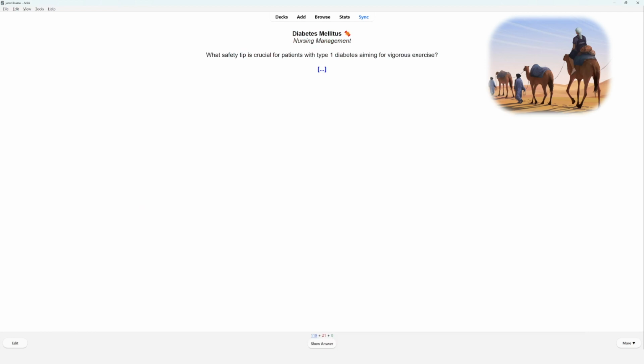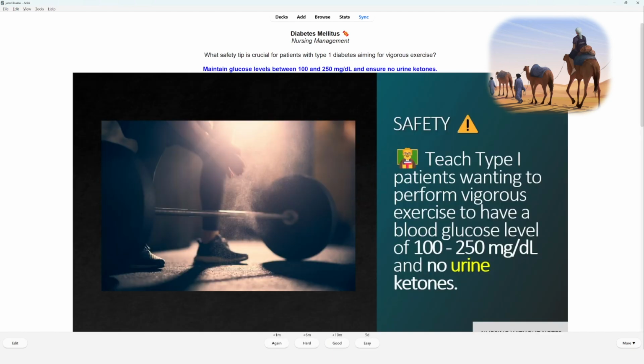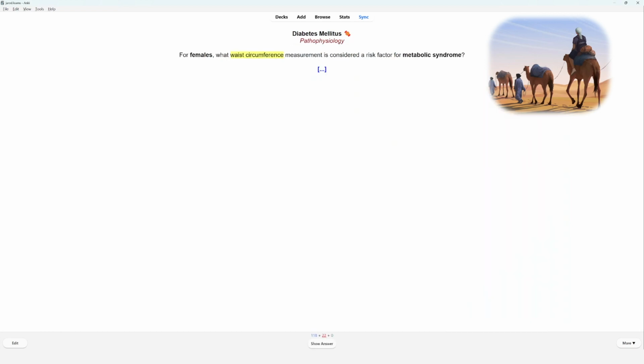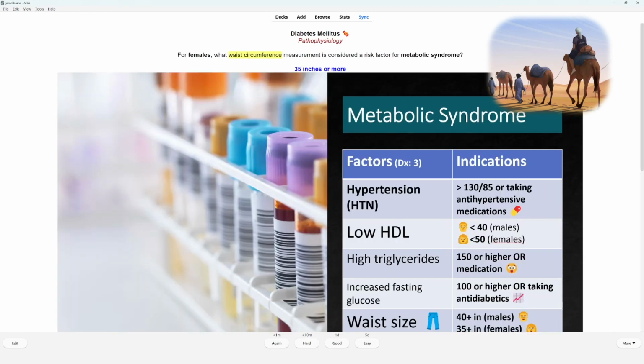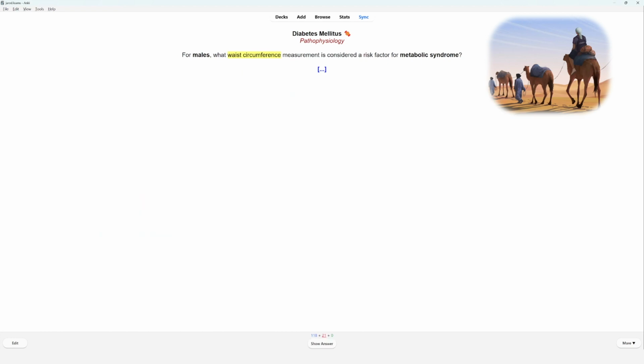What safety tip is crucial for patients with type 1? Always wear a medical alert. Maintain glucose at 100 to 250 and ensure no urine ketones. Okay. Waist circumference is 35 for females. For males, what waist circumference measurement is considered a risk factor? That's 40. 2 inches from the navel and rotate sides.